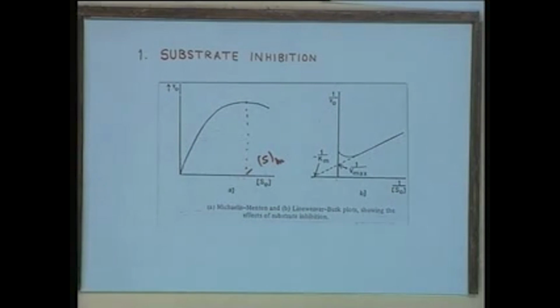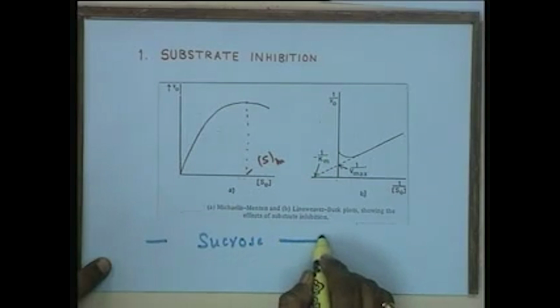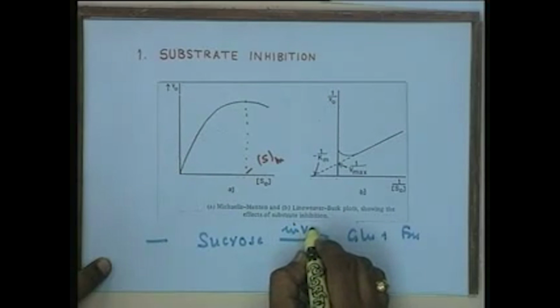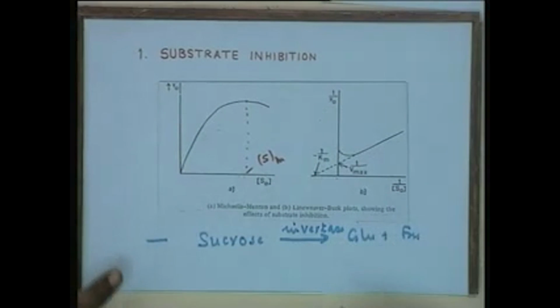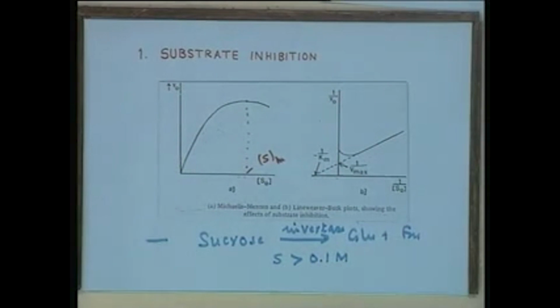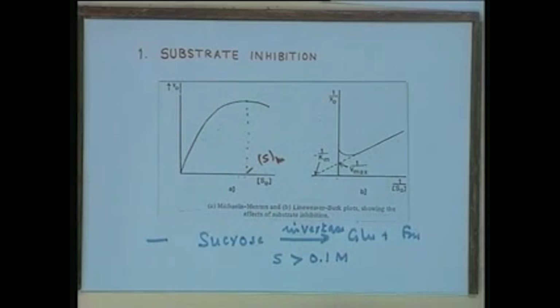There are a number of examples in practice for such behavior in the reaction. One of the most conventional and simplest examples could be the hydrolysis of sucrose to glucose and fructose by invertase. A very classical example, where at a substrate concentration greater than 0.1 molar, which is not a very high substrate concentration, about 3.4 or 3.5 percent, even at that level the effect of substrate inhibition is noticed and the reaction velocity starts dropping.